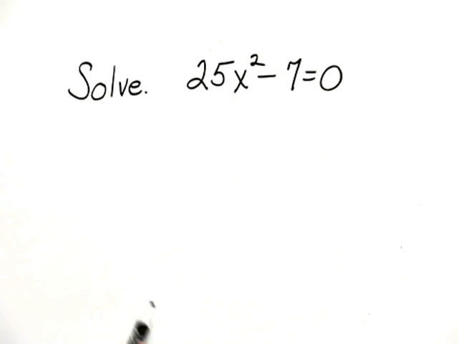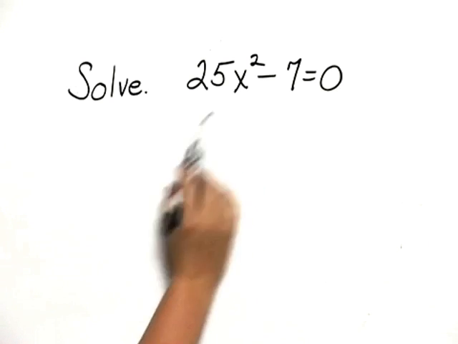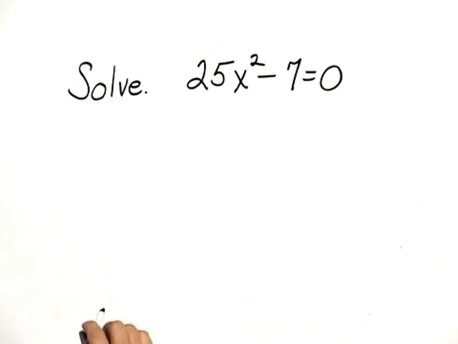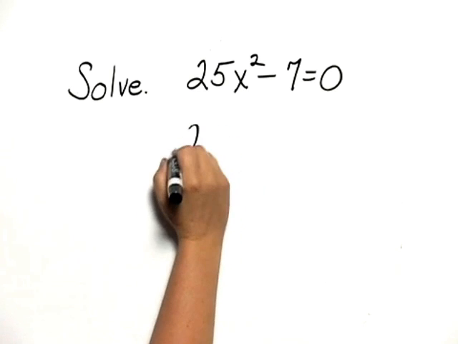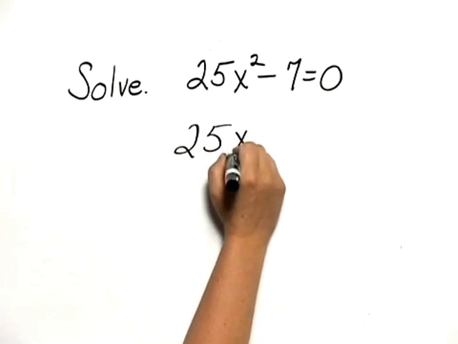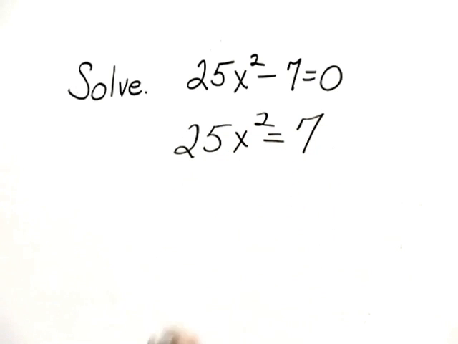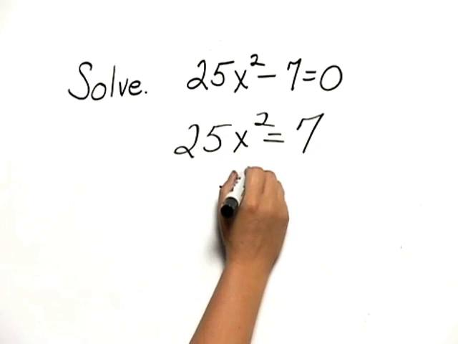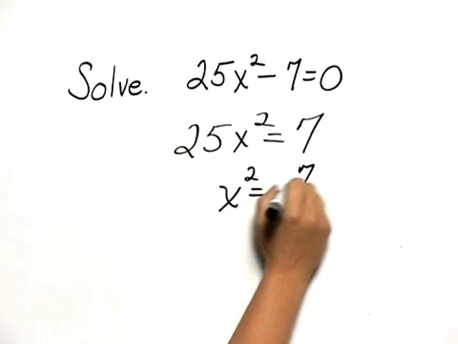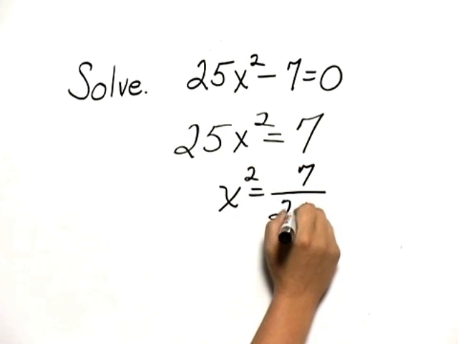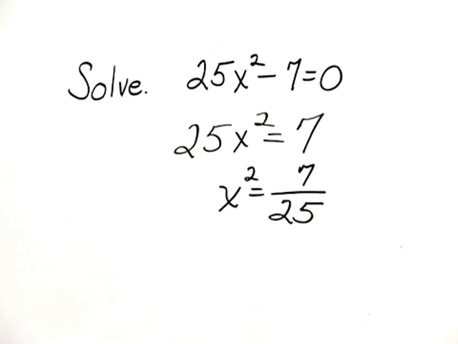Solve 25x squared minus 7 equals 0. This equation only has an x squared term, so we'll solve it by adding 7 to both sides, dividing both sides by 25, which gives us x squared equals 7 over 25. Since we only have an x squared term, we can use the principle of square roots.